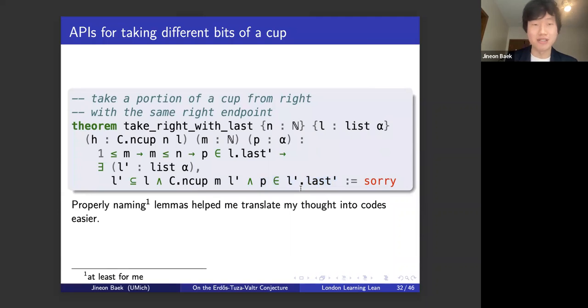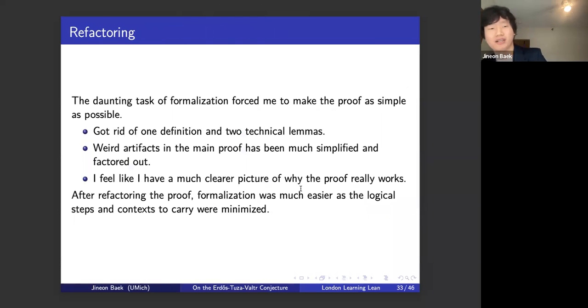So API design helps a lot. And also refactoring helps a lot. And I think this is an interesting experience. This task of formalization is time consuming, and it really forces you to make the proof as simple and modular as possible. After doing that, I was able to get rid of one definition and 2 technical lemmas in my proof. And the weird artifacts that you have seen in the main proof are factored out. I'm going to take that into account in my new version of the draft.